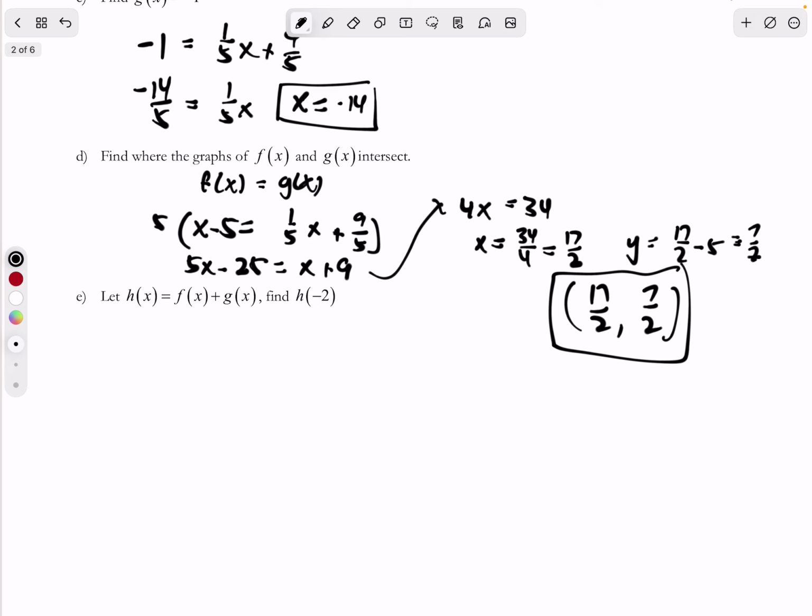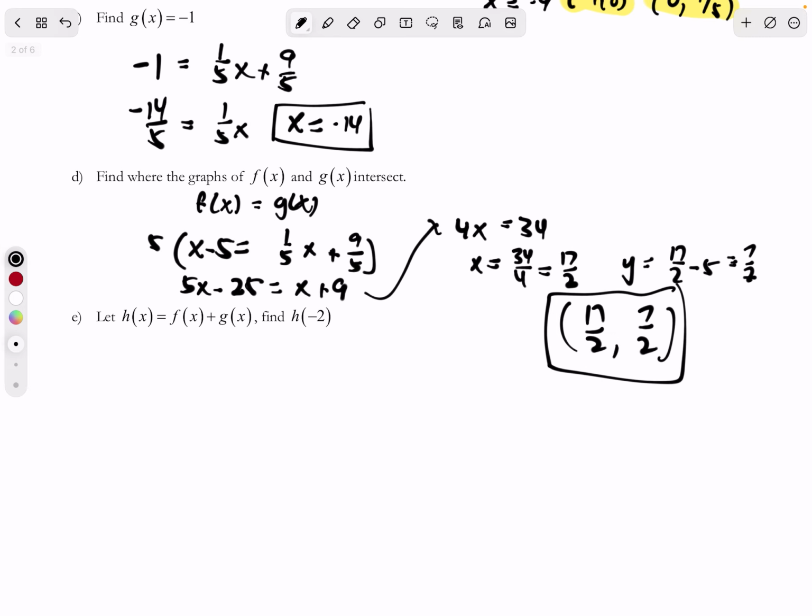Oh, I like this one. Not too bad. Let h of x equal f of x plus g of x. Find h of -2. Well, according to what they just told us, h of x is f of x plus g of x. So shouldn't h of -2 equal f of -2 plus g of -2?